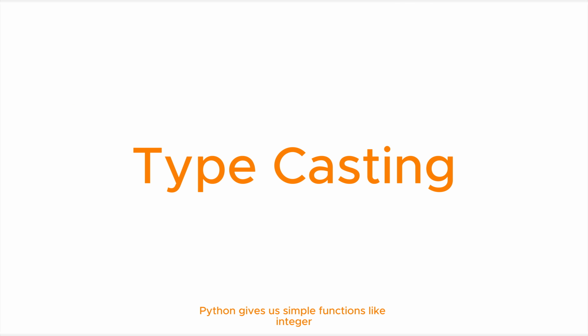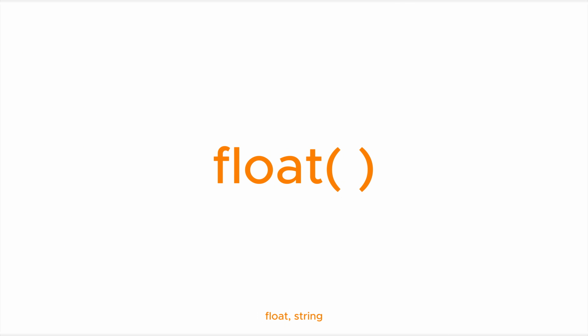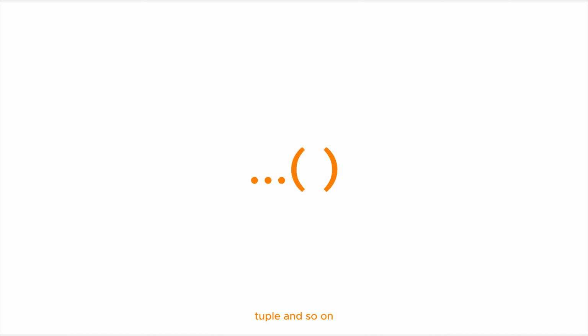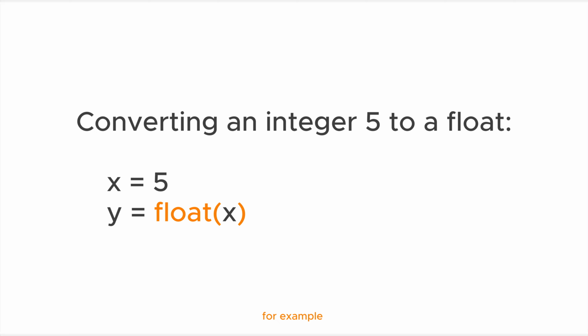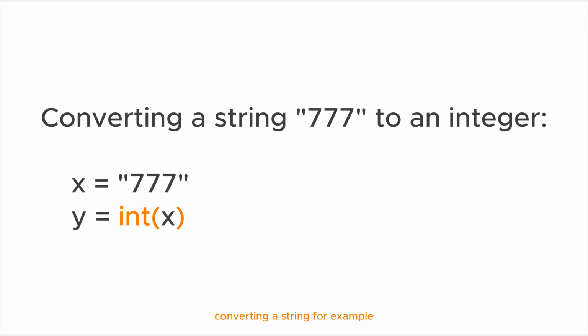Python gives us simple functions like int, float, str, bool, list, tuple, and so on to do this. For example, converting an integer 5 to a float: x = 5, y = float(x). Now y will be 5.0, it's a float. Converting a string, for example "777", to an integer: x = "777", y = int(x).